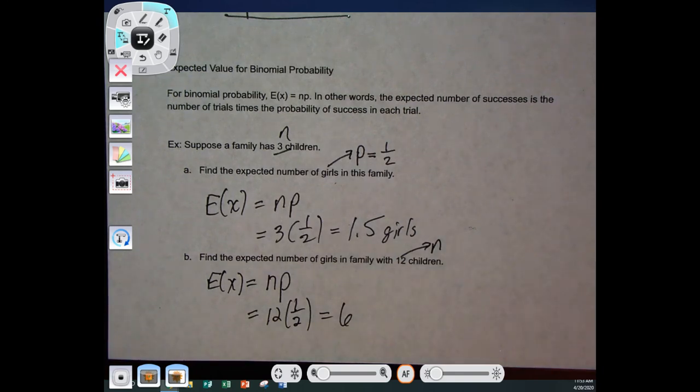All right. So this brings us to the end of section 8.5.